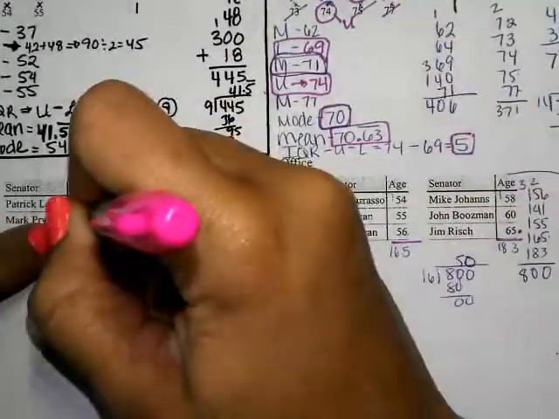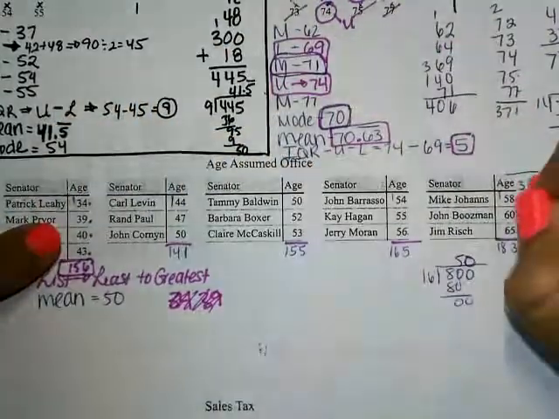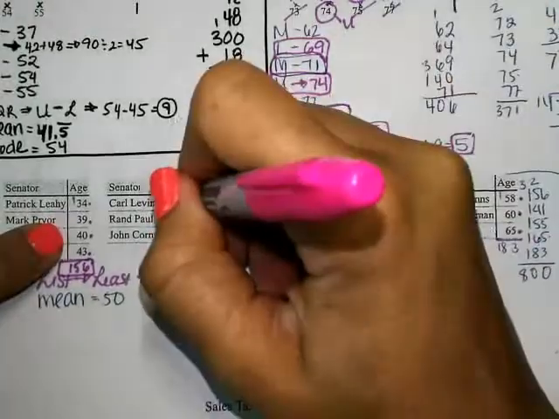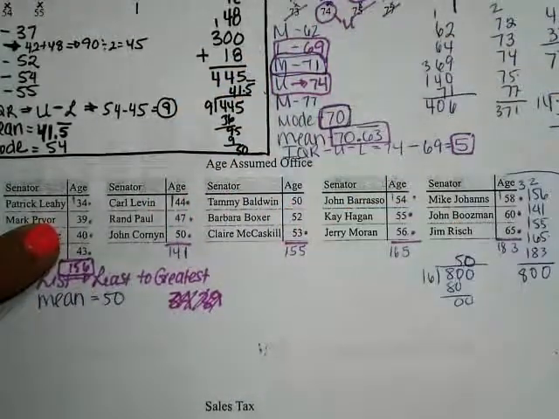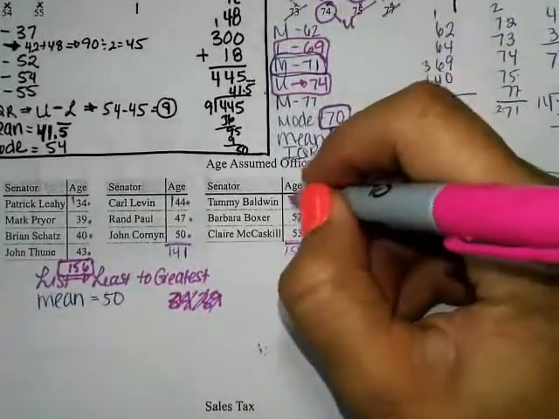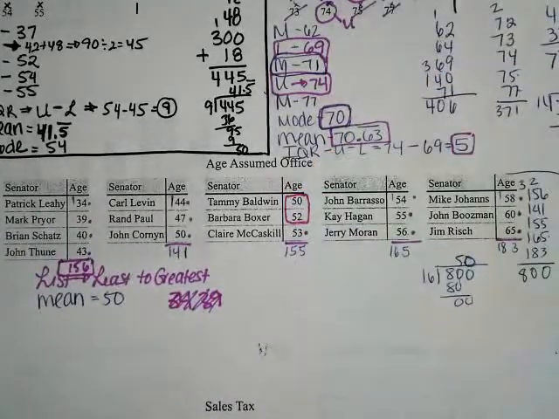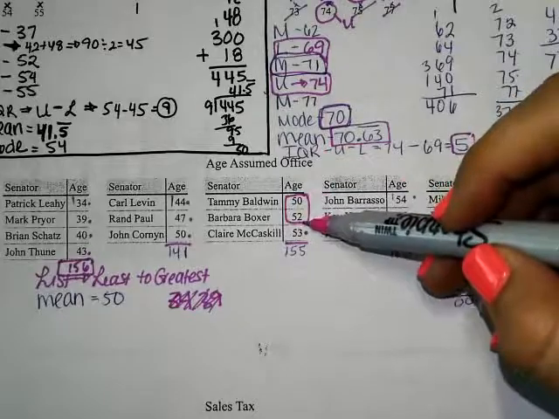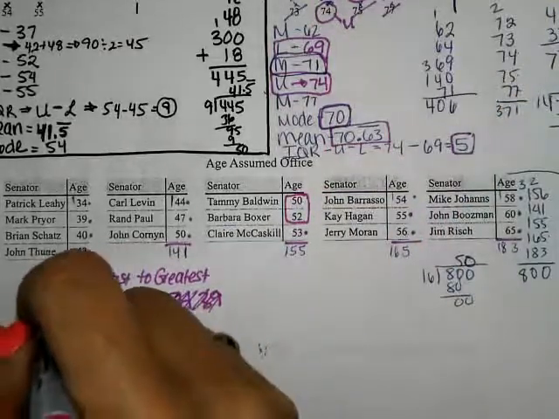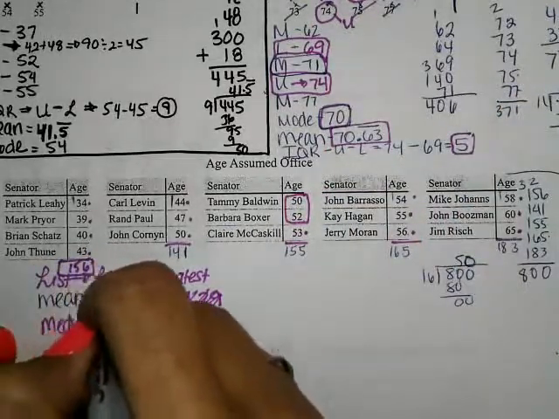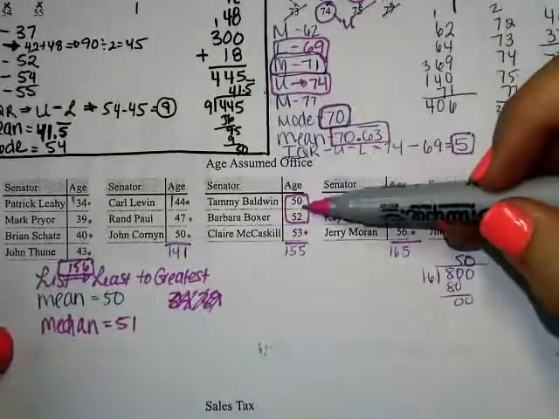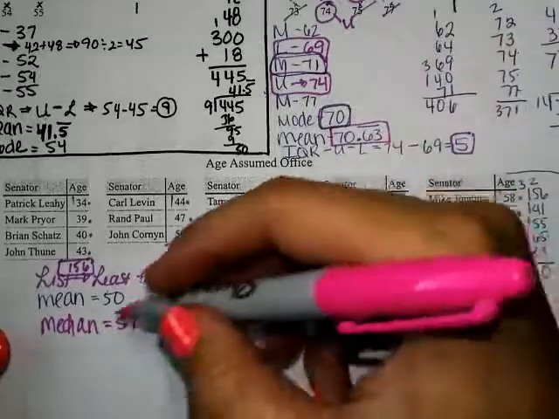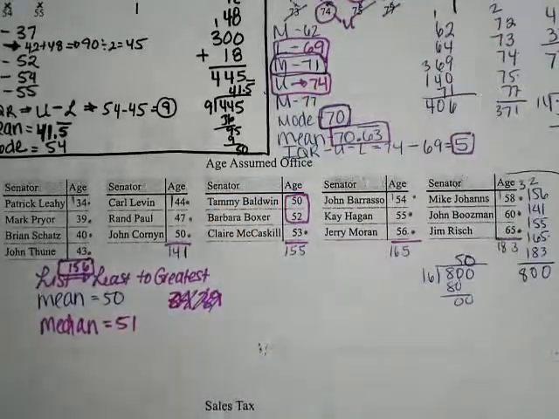34, 65. 1, 2, 3. 1, 2, 3. 1, 2, 3. So notice there are 2 numbers in the middle here. Okay, the number between 50 and 52 gives me a median of 51. So my median is 51.